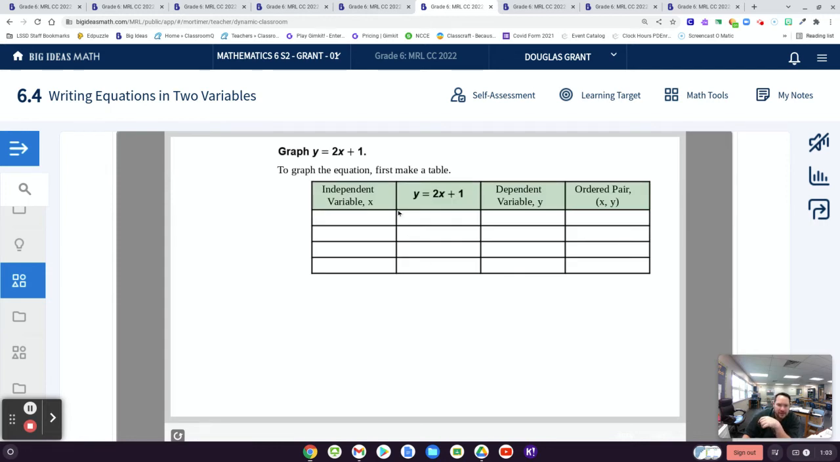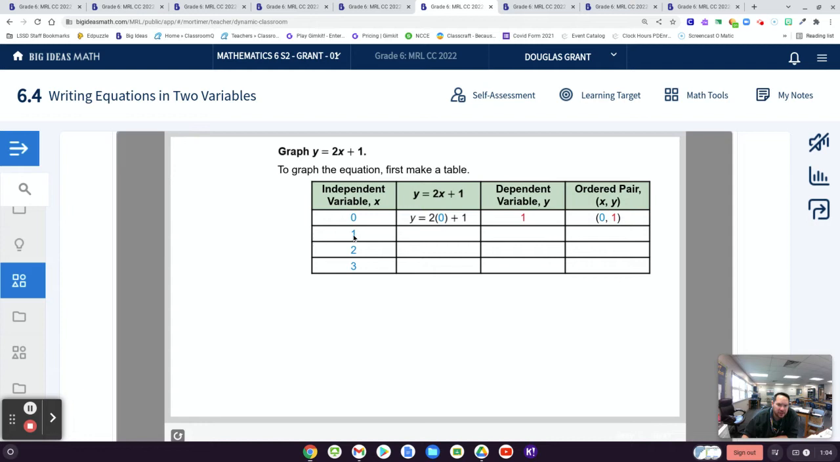Our independent variable is our x value. What you're going to do is pick different values of x. It's good to start with 0 and then do 1, 2, 3, 4, and so on. Then you replace x with these numbers and get the y value. When x is 0, you do 2 times 0 plus 1, which is 1. So the y value is 1, and the pair is (0, 1).